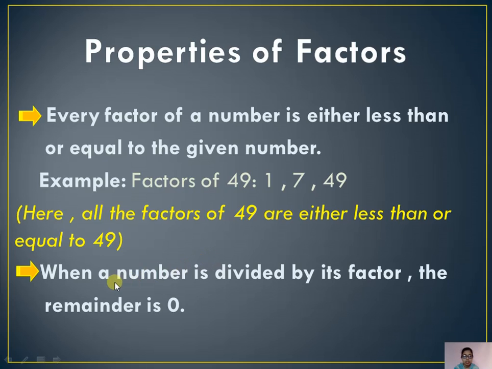Next property is when a number is divided by its factor, the remainder is 0. It means when we divide a number by its factor, we get the remainder 0. It means it is completely divisible by its factor. For example, 24 divided by 4 is equal to 6 and we get the remainder 0.